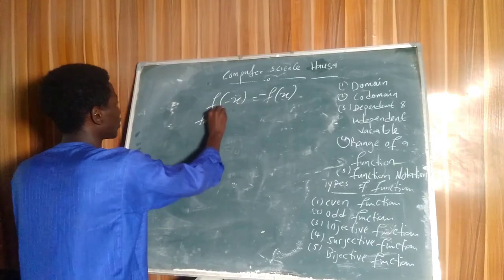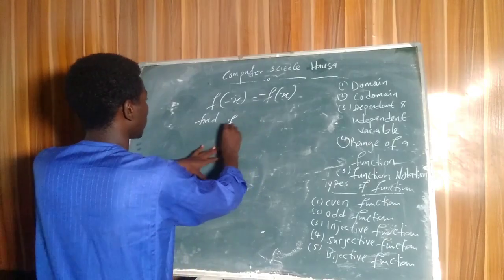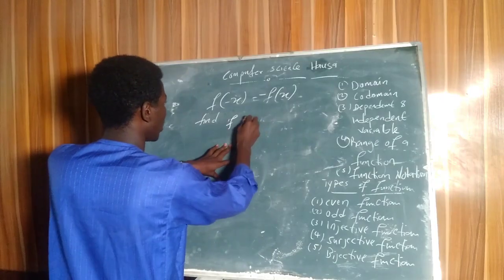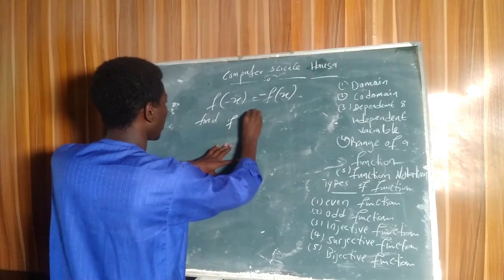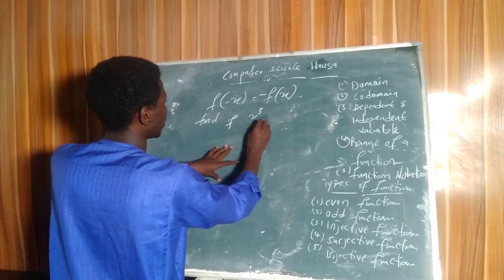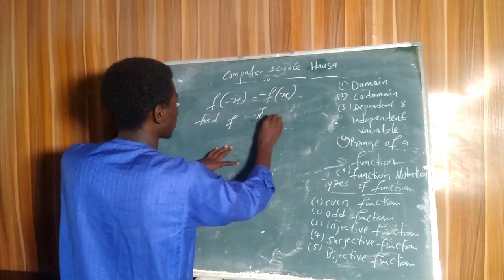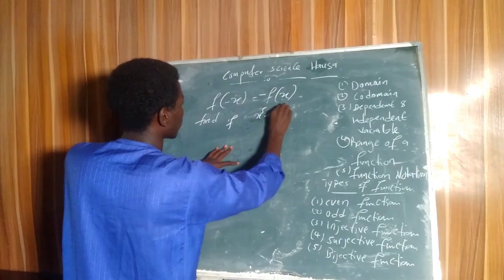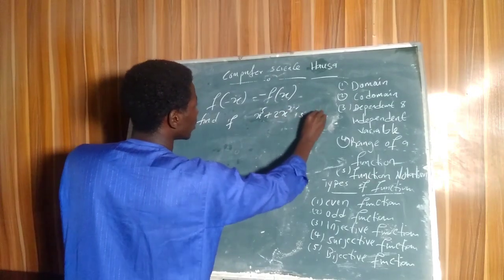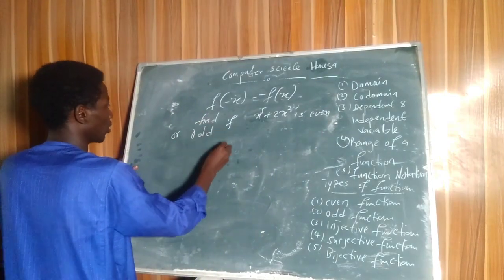Find if, let's say, should we use the same example? Let us use the same example. If x to the fifth power plus 2x to the third power is even or odd. Let's write the solution.